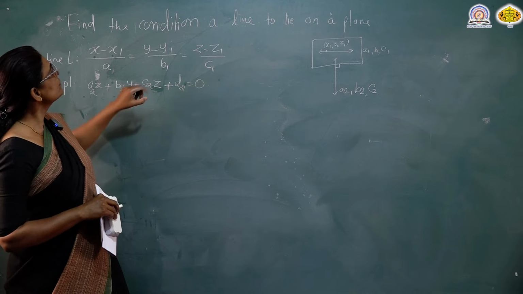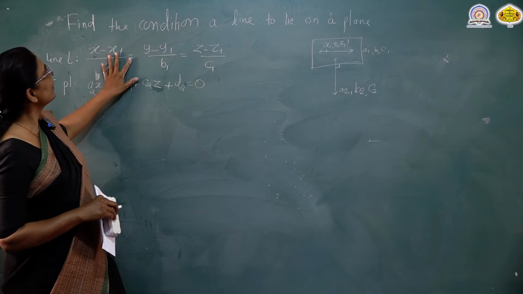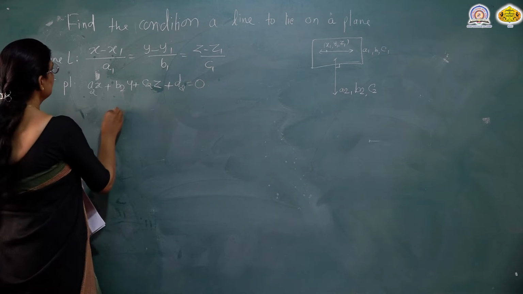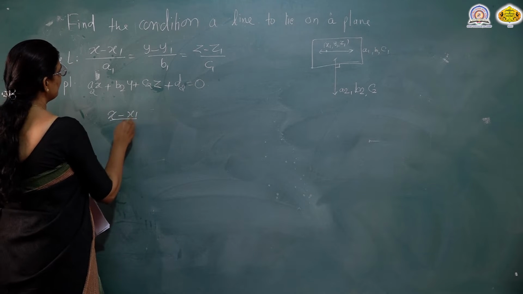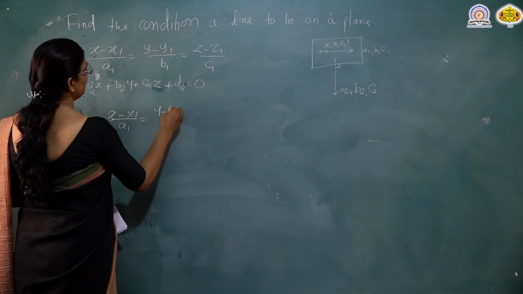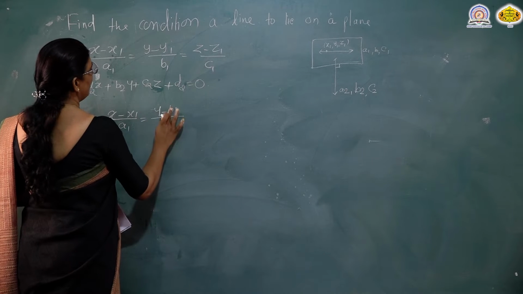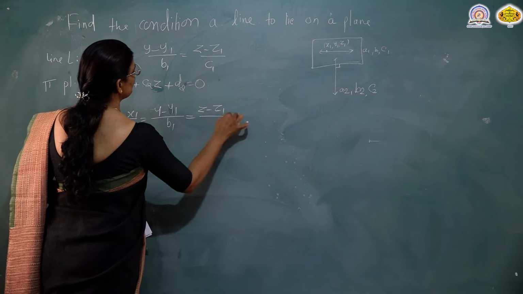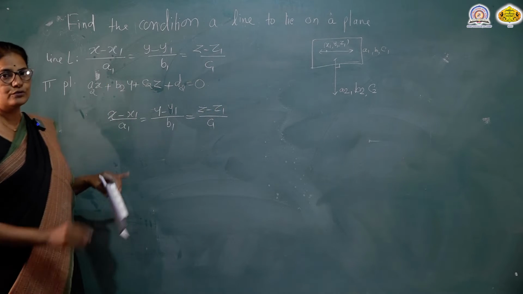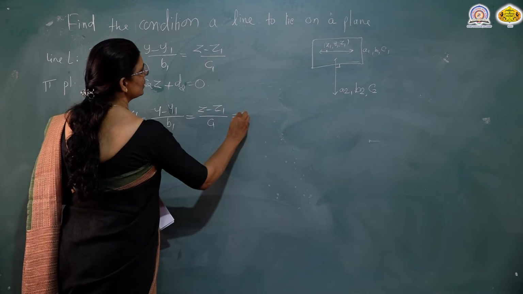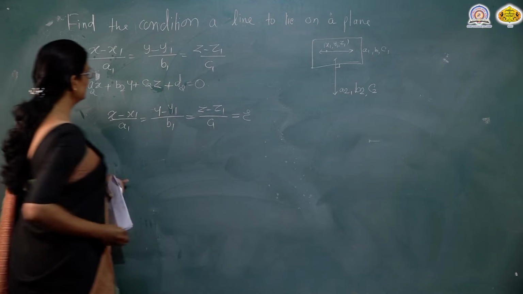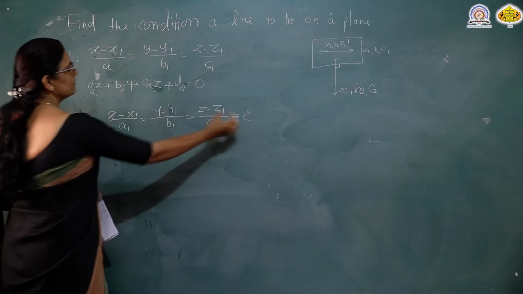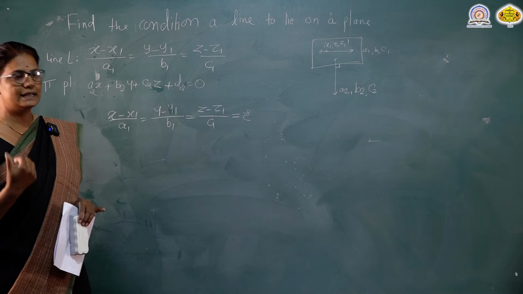So now first we have to find the arbitrary point of the line. So (x minus x1) upon a1 equals (y minus y1) upon b1 equals (z minus z1) upon c1. To find the arbitrary point, we equate each ratio equal to, say, R, and solve for x, y, z.